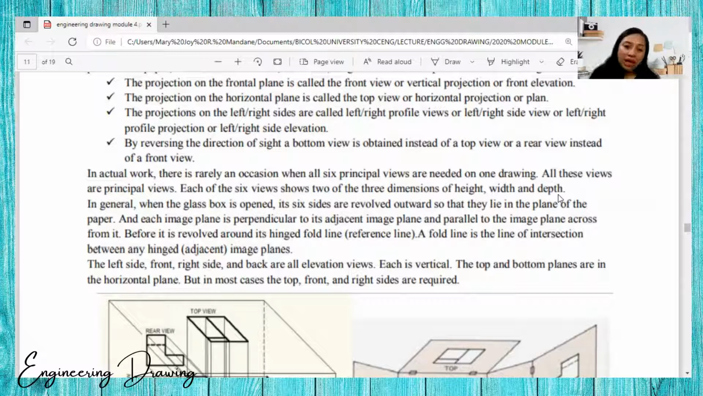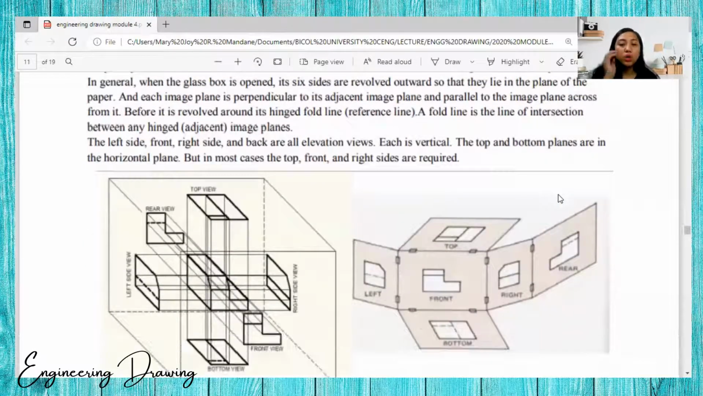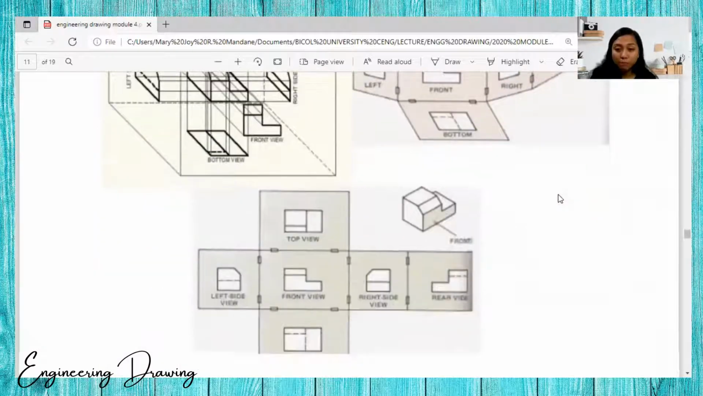And the left side, front side, and back are all elevation views. Each is vertical, and the top and the bottom planes are in the horizontal plane, but in most cases only the top, front, and right sides are required. Okay, so let's discuss this more with this figure.